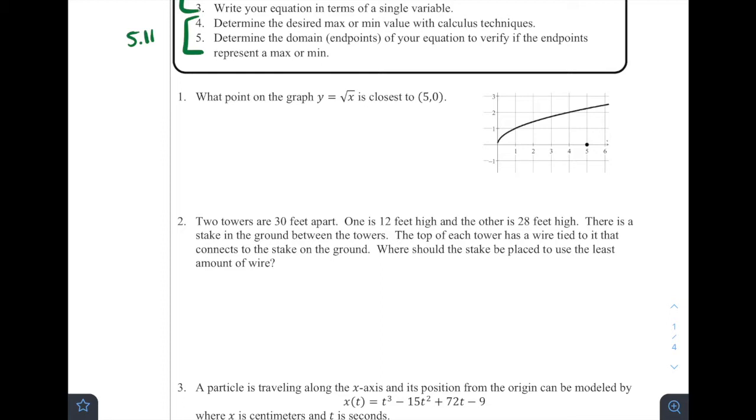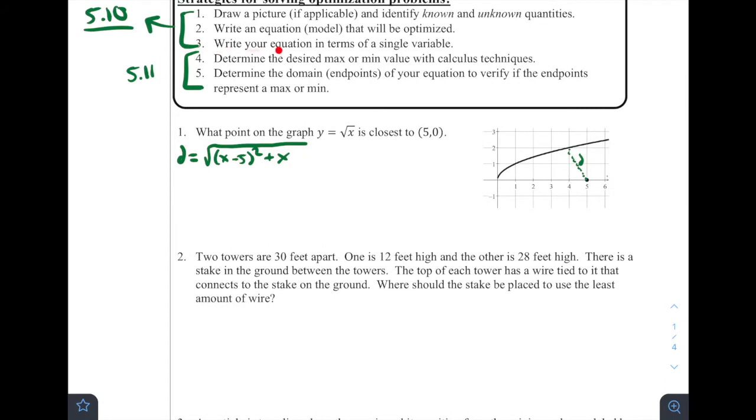Now in the previous lesson, we used the distance formula to say that the distance from this point to some arbitrary point on this line, so I'll say that this is d over here, is going to be equal to the square root of (x minus 5) quantity squared plus x. Now again, if you did not watch the video from 5.10, I would encourage you to go back and see where that equation came from. But we are now at step 3, moving into step 4.